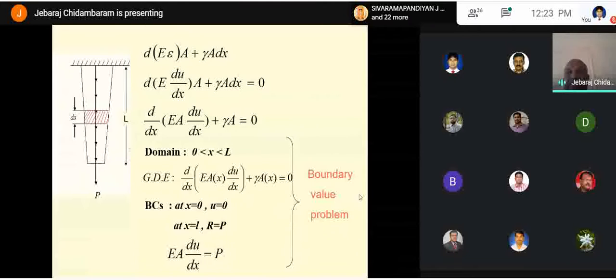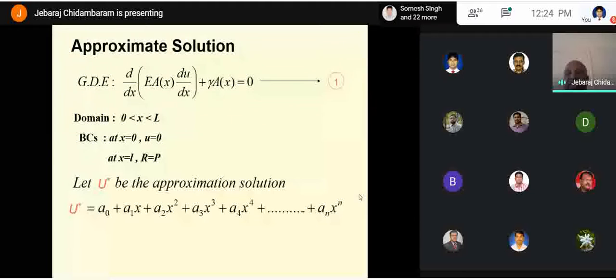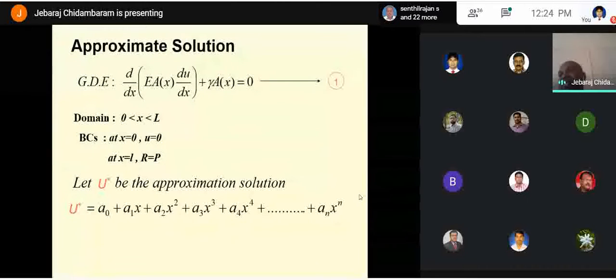We have formulated the problem. The governing equation is d by dx of E A(x) du by dx plus gamma A(x) equal to 0, the domain is between 0 to L, and the boundary condition at x equal to 0 is u equal to 0, and at x equal to L, reaction force equal to applied force. Now, for this you are going to find an approximate solution. That is the engineering approximate solution.